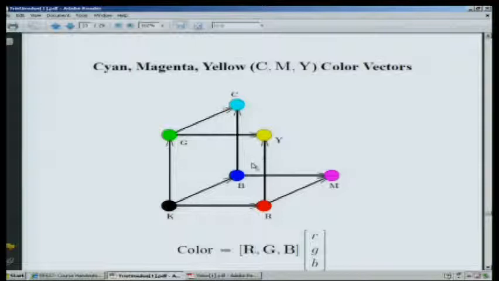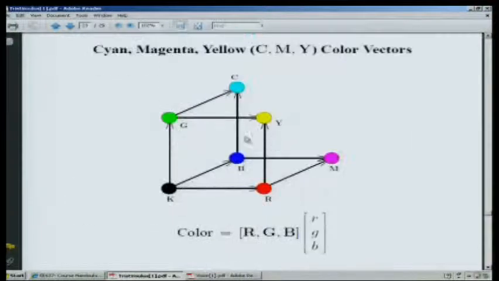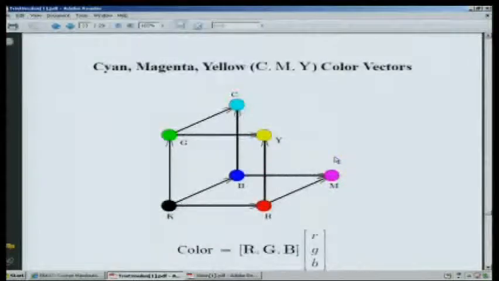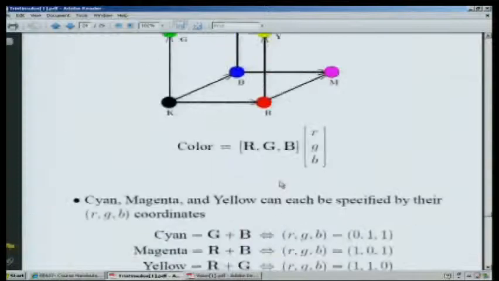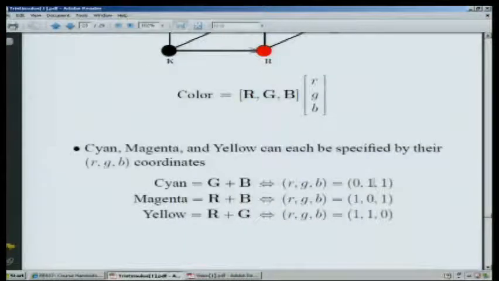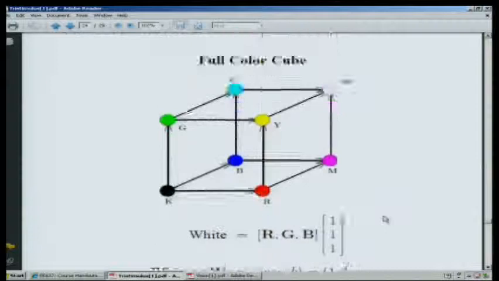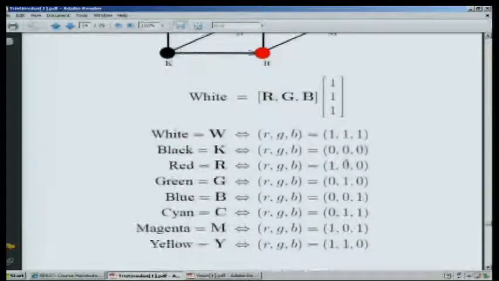The other axis in the opponent color system is blue-yellow. Okay? So anyway, greenish blue is cyan, and reddish blue is magenta, which is purplish, okay? Now, if you add all three together, you get white. So the cyan is 0, 1, 1, magenta is 1, 0, 1, and yellow is 1, 1, 0. And if you add them all together, you get white, and that's 1, 1, 1, okay?